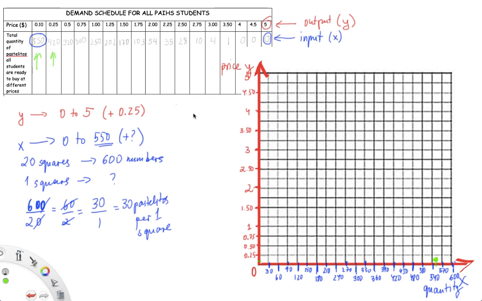Let's look at the second data point. It's for 25 cents, okay? Sorry, for 420. If we have an input of 420 pastelitos, the price will rise to 25 cents. And then if we're selling a quantity of 320 pastelitos, that's 300, that's 330. So 320 will be somewhere here. The price will rise to 50 cents. Then if we're selling 300 pastelitos, the price will rise to 75 cents.